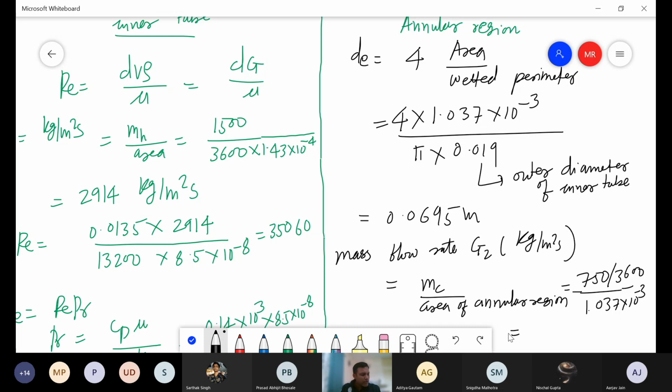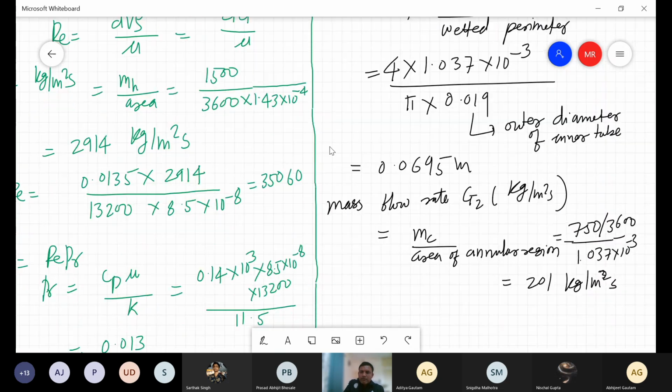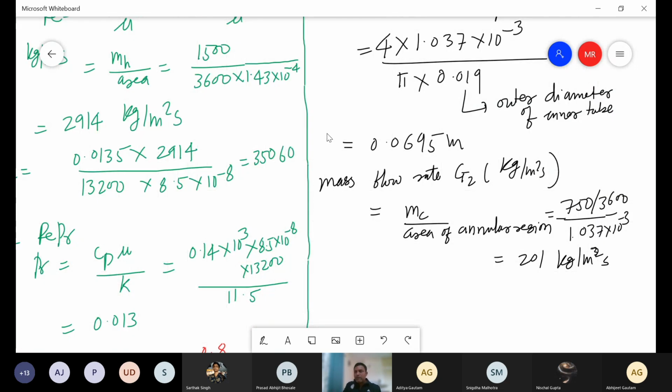So this comes out to be anyone? What is the value of mass flow rate here? So 20.09. 201. Complete answer I was giving, yes. 20.09. I mean value of G2. Is it correct? Whatever I have written? 201. Yes, sir. I got 200.9. So 201 is what we have taken.